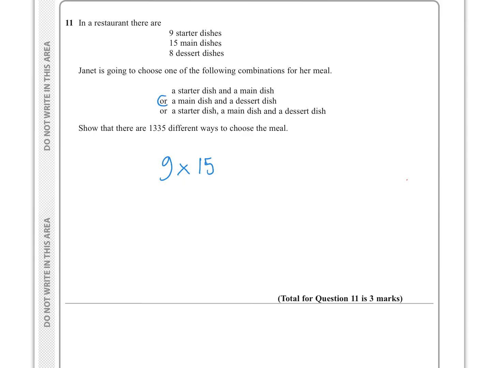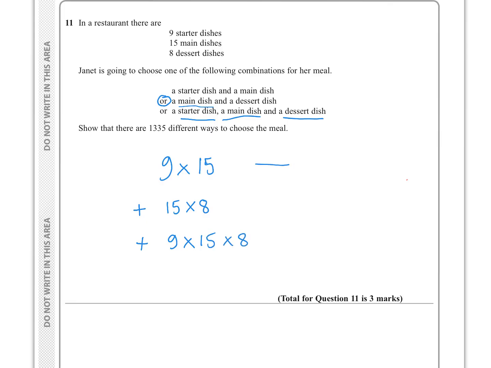Then it says or, so we're going to add here, just like we would in a probability diagram, we'd add the end of the particular branches. So we're going to have main, well there's 15, and for each of those we need to choose a dessert, and there's 8 ways for each of the mains that we choose. So that's 15 times 8. And a starter dish, a main and a dessert. So we're basically going to have the same situation here, 9 times 15 times 8.